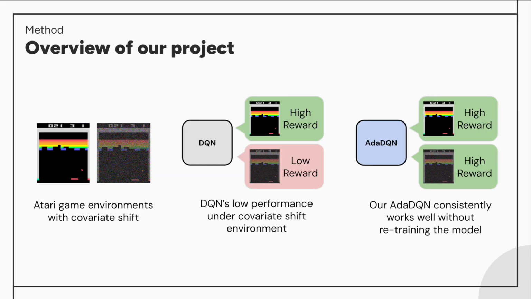So this is the overview of our actual project. We use the Atari learning environment, but add covariate shift to the input images during test time. We confirmed that the traditional DQN performs poorly with the covariate shift added, so we set out to make AdaDQN, which is an algorithm that we hoped would perform well under various kinds of covariate shifts.